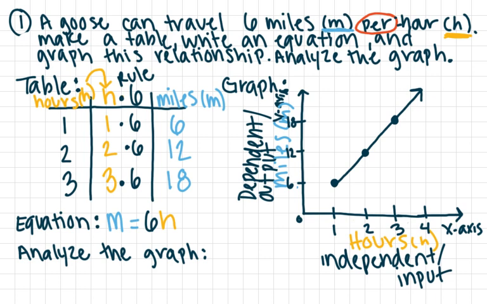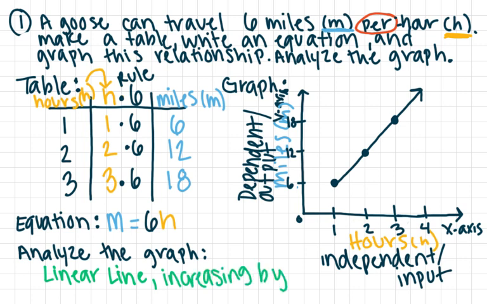Now the last thing they asked us to do is analyze the graph. So let's talk about it. Is it a straight line? Okay, yes, it should be. We learned a vocabulary word for straight line in this chapter, which is linear. So we can say that this graph is a linear line, meaning that it is a straight line. We can also say that it's increasing because it's going up. If it was going down, that would be decreasing, but this one is definitely increasing. It's going up, meaning that as my hours get bigger, so does my miles. Everything is increasing.